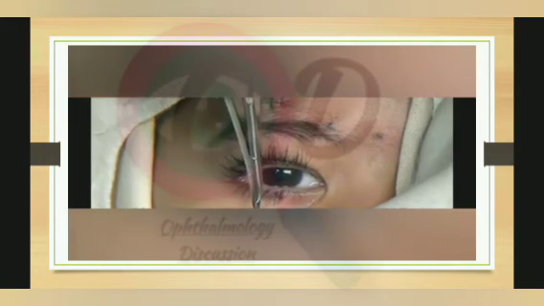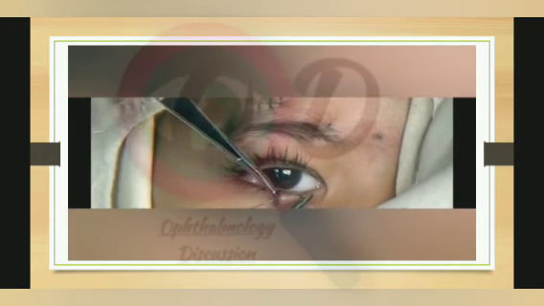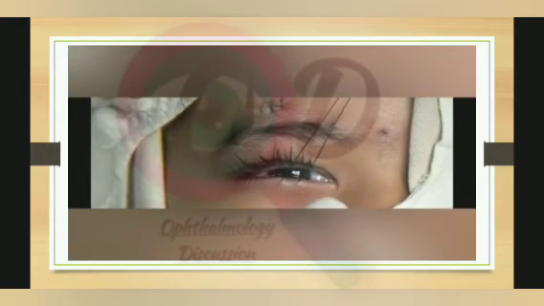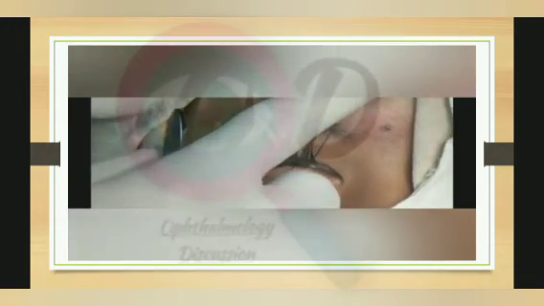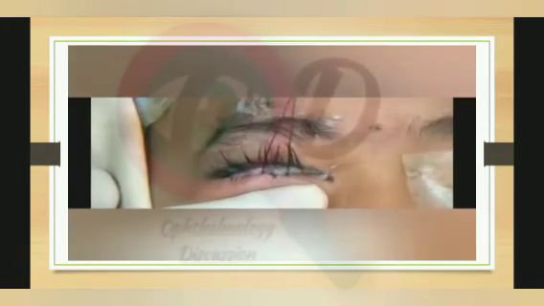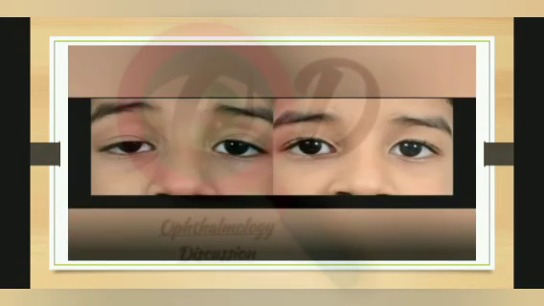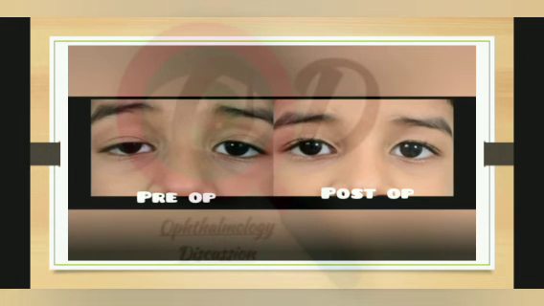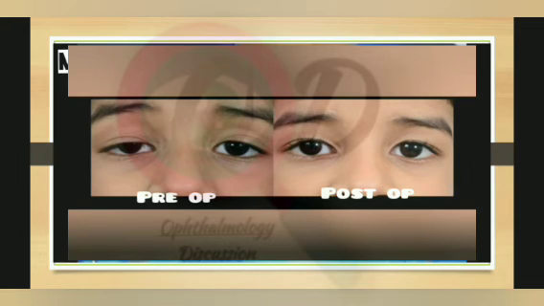A reverse Frost suture is then taken through the lower eyelid to prevent corneal exposure in the immediate postoperative period. The patient had an eventless postoperative recovery with good aesthetic outcome. So this is all about brow suspension.